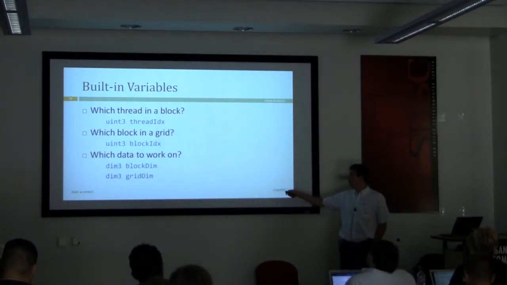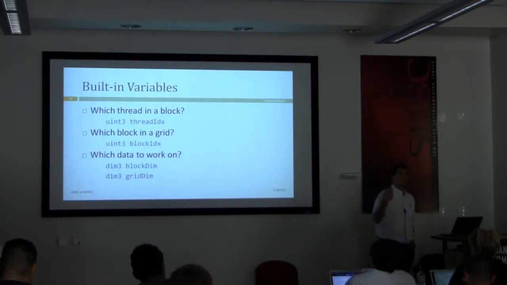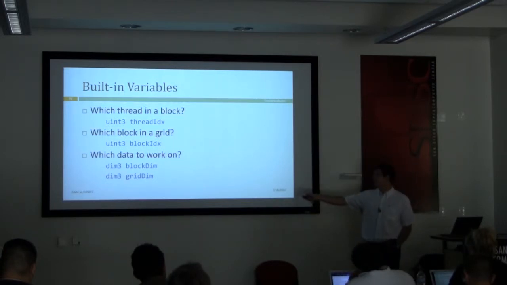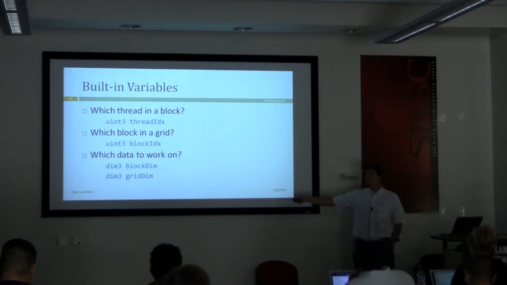The block is also available as a blockIdx. This is telling you which block this thread lives in, in this whole grid of blocks. And then you have the dimensions of the block itself and the grid itself. So how many threads are in this block? That's defined by this thing, and how many blocks are in the grid.